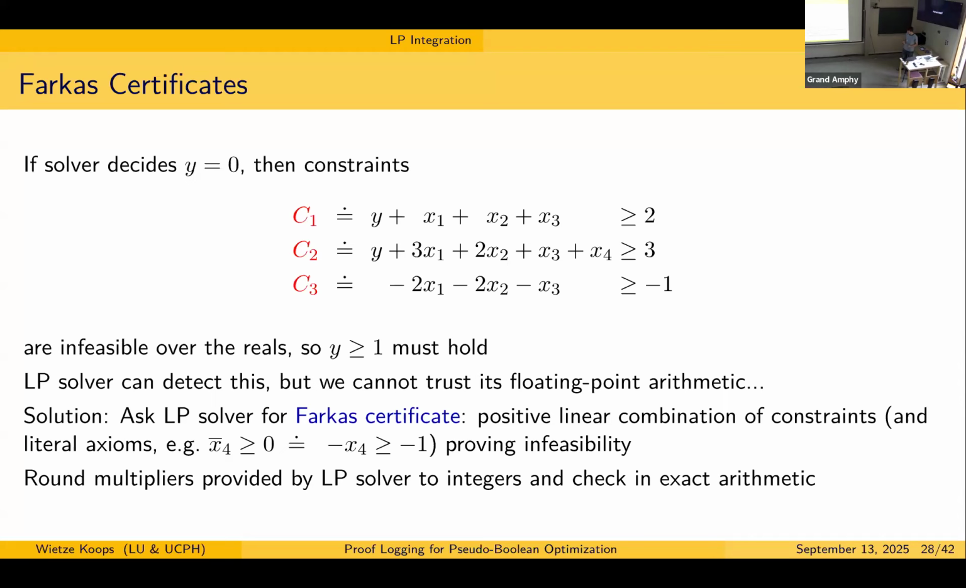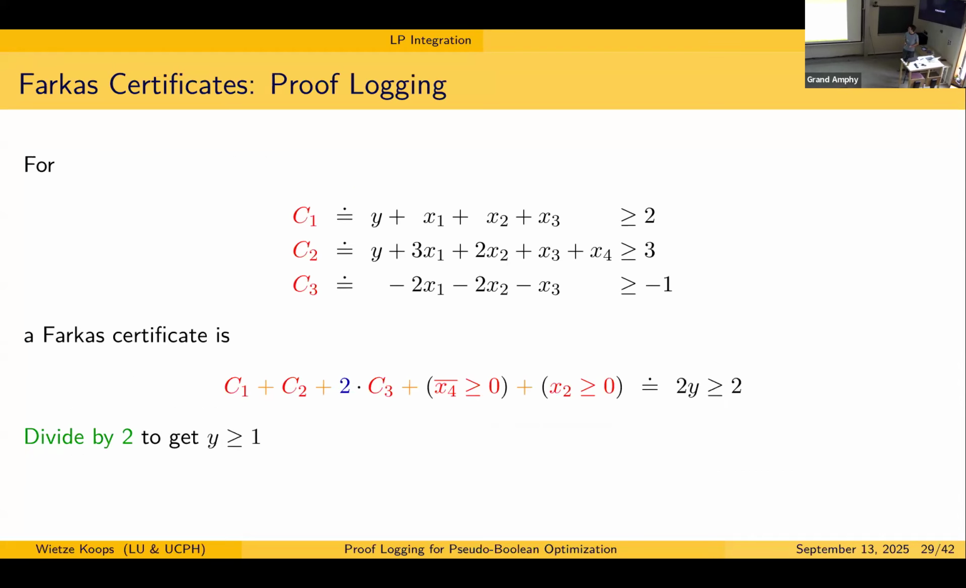And that makes sure that we do not rely on a floating point error in our solver. So we can check this. And to do proof logging, well, maybe the LP solver gives us multiplier half for C1, multiplier half for C2, multiplier 1 for C3, and also multiplier half for 2 literal axioms. We're going to multiply those to integers, so we get a bunch of 1 multipliers and multiplier 2 for C3. And then if we do this computation, then we will see that this will say that 2y is at least 2. We can divide that by 2 to get y is at least 1.